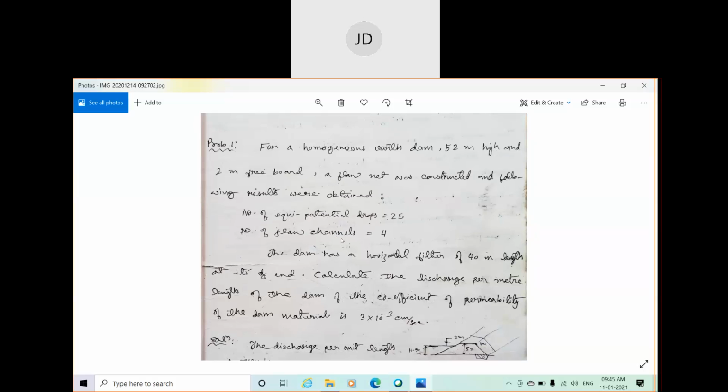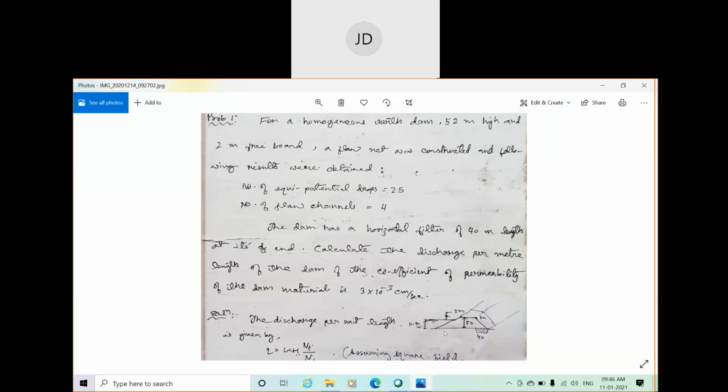That means there is a dam having a total height of 52 meter, which also includes a freeboard of 2 meter. If you remember the diagram, a small diagram is shown here. Suppose this is a dam structure, a three-dimensional drawing. The total height of the dam is 52 meter, and the freeboard is 2 meter. This is the information about the dam. A flow net was constructed and the following results were obtained. That means to study the seepage, a flow net was constructed with a total number of equipotential drops given as 25, and that flow net has 4 flow channels.